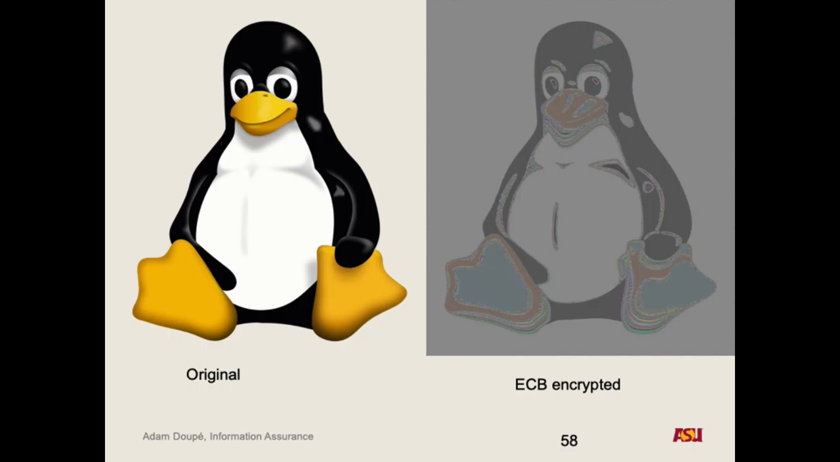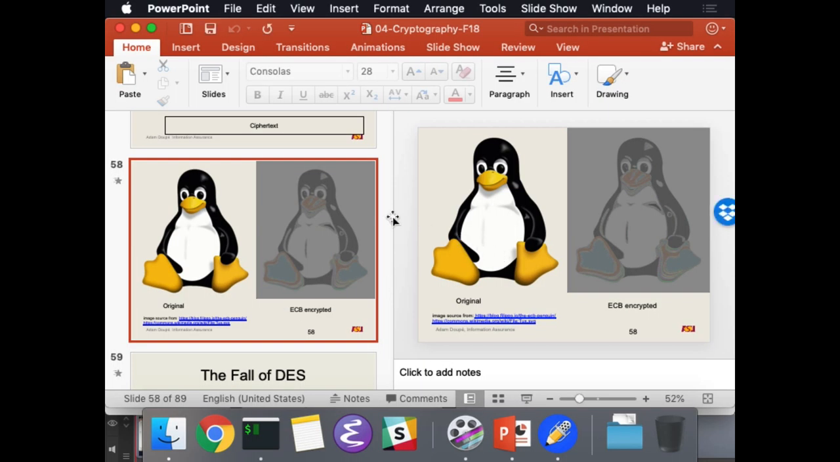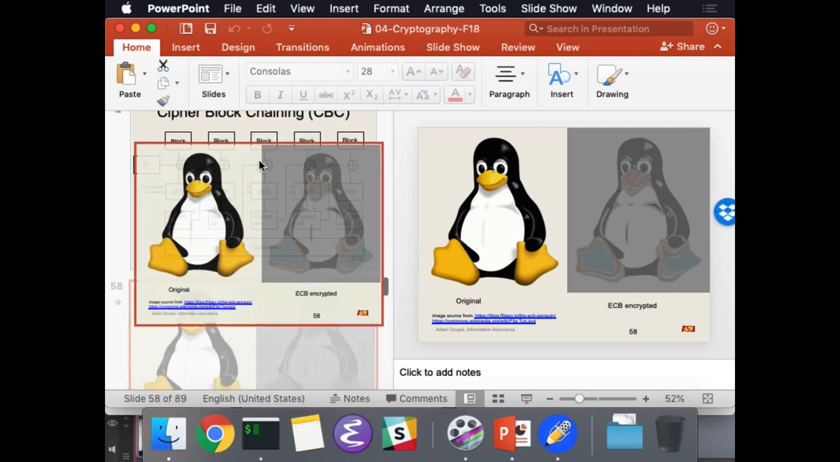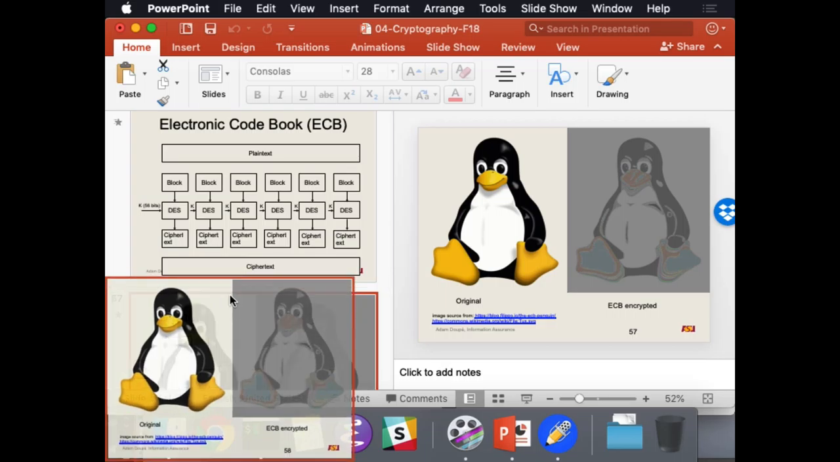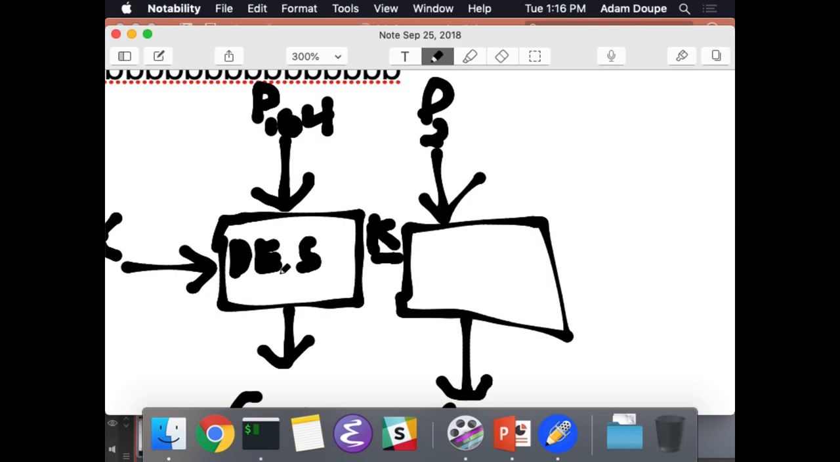So is this a problem? Yes, because why did you encrypt this image? So no one would know what it was. But if you sent this to somebody and they did this, would they know what you sent? Yes, you're still leaking patterns of the plain text through here. Oh no, we're over time. All right, we'll revisit Tux in a second. Okay, think of ways to fix that.